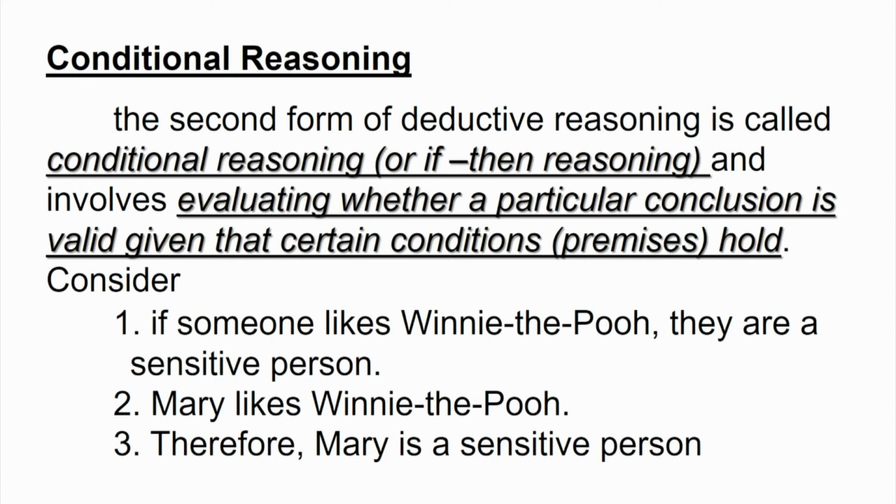The second kind of deductive reasoning which is available to us, or which has been shown by Evans in 2002, is called conditional reasoning. So, what is conditional reasoning? The second form of deductive reasoning, conditional reasoning, is called if-and-then reasoning. This kind of reasoning involves evaluating whether a particular conclusion is valid given that a certain condition or premises hold.